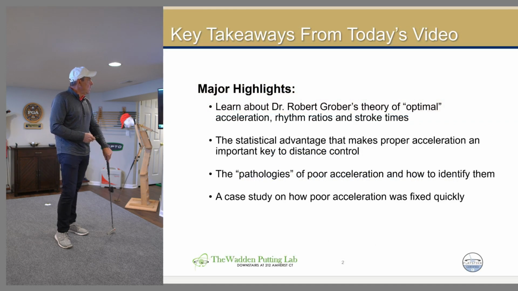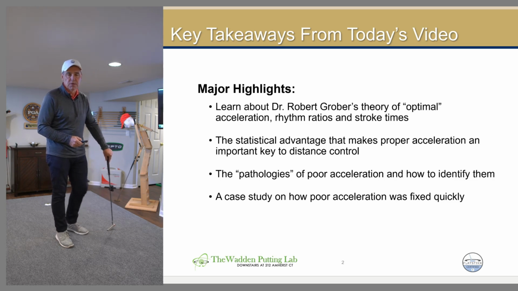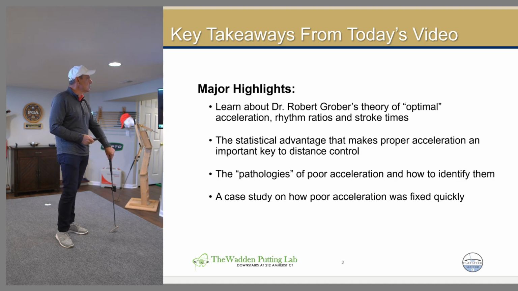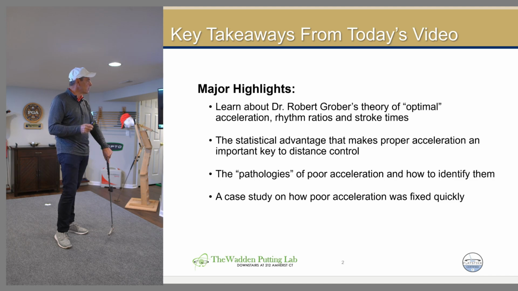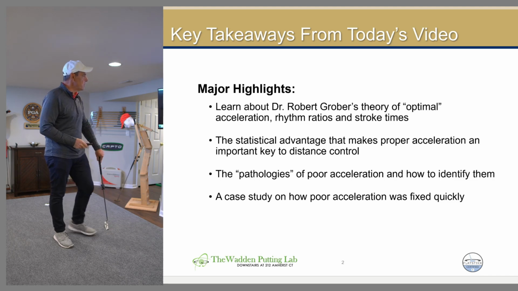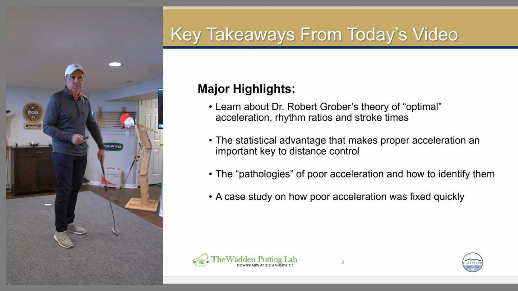Okay. So key takeaways from today's video. First, we're going to learn about Dr. Robert Grober's theory of optimal acceleration, rhythm ratios, and stroke times. We're then going to learn about the statistical advantage that makes proper acceleration the key to distance control. This video is really all about distance control and how to achieve it properly. I'm going to talk about what I consider to be the pathologies of poor acceleration and how to identify them. And then finally, we're going to conclude with a case study on how poor acceleration was fixed, and fixed rather quickly.